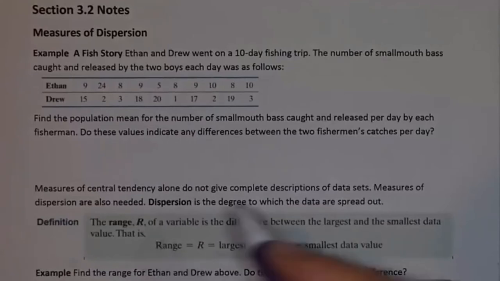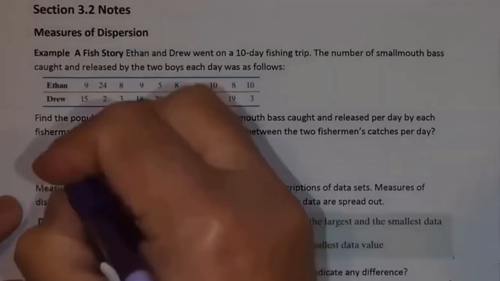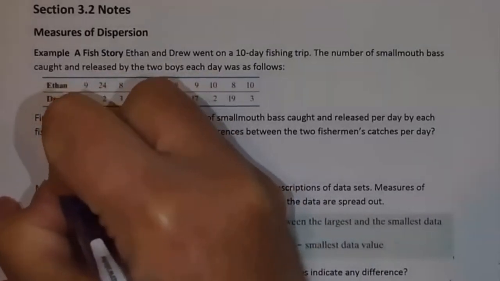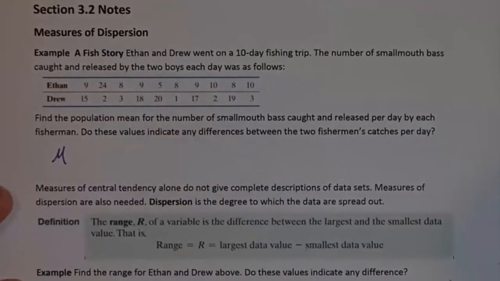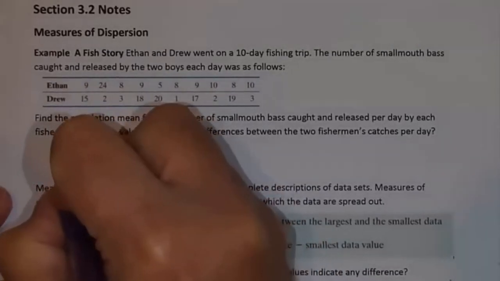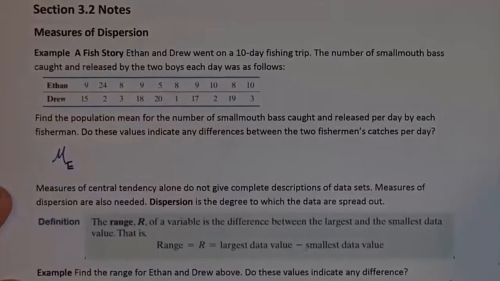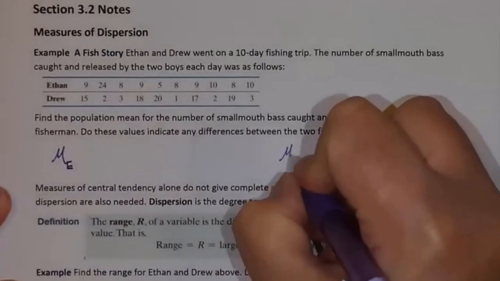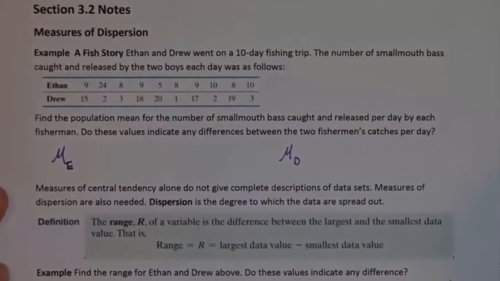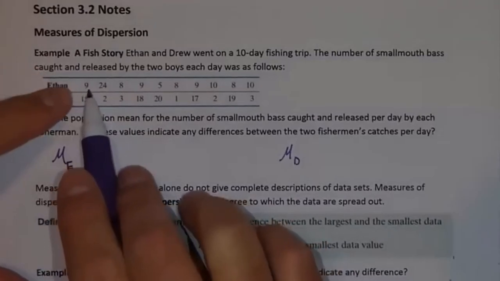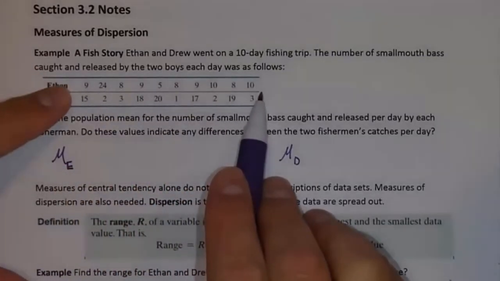But here's the point. Let's find the means. Now, again, this is a population mean, so I'm going to find mu, because this is a population. I use the mu for the mean. I'm going to find the mean for Ethan, so I'm just going to put an E down here for Ethan. And I'm going to find mu for Drew, so D for Drew. In order to find the mean, I need to add up all the data values.